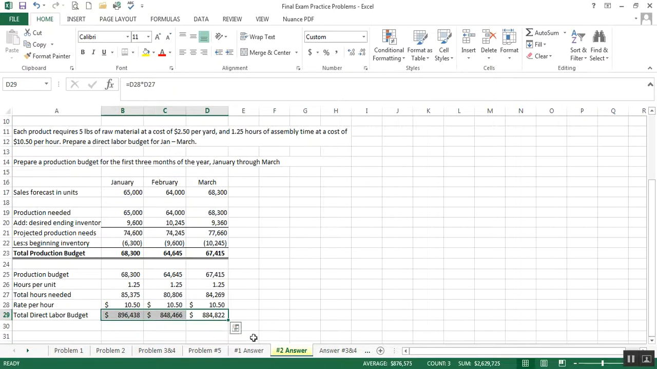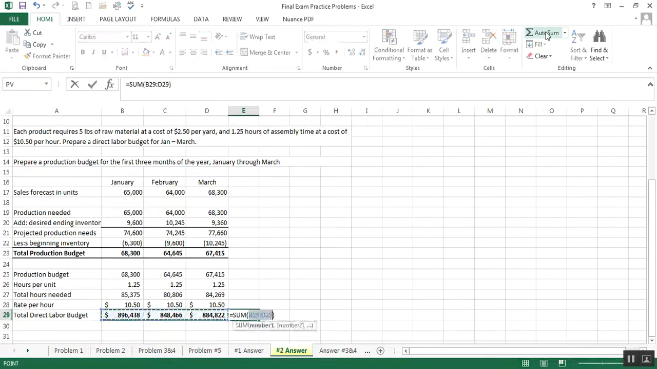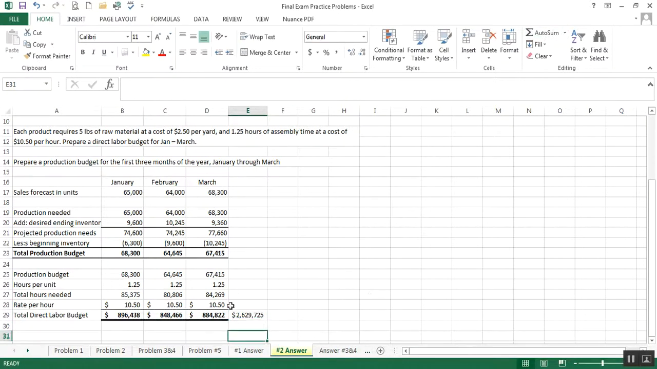So we're looking at a budget of $896,438 for January, $848,466 for February, and $884,822 for March. And for the entire quarter, it would be $2.6 million. Okay, and that's how we put together a direct labor budget.